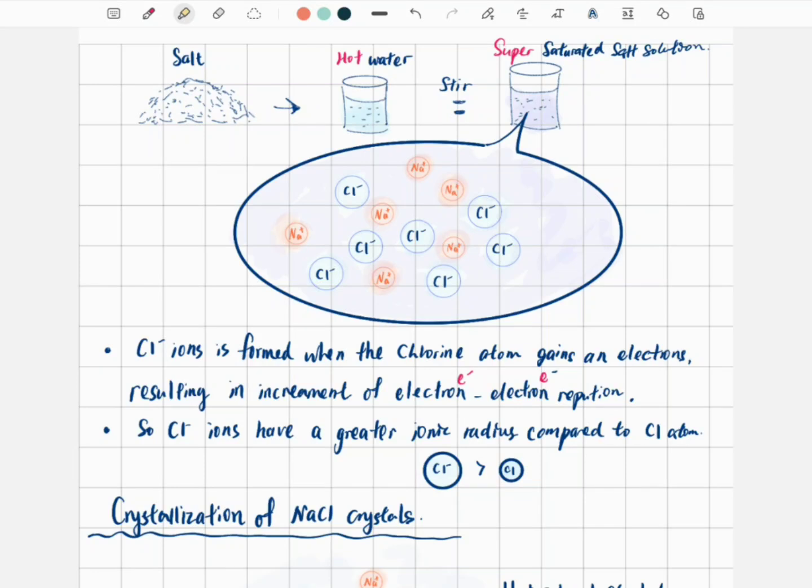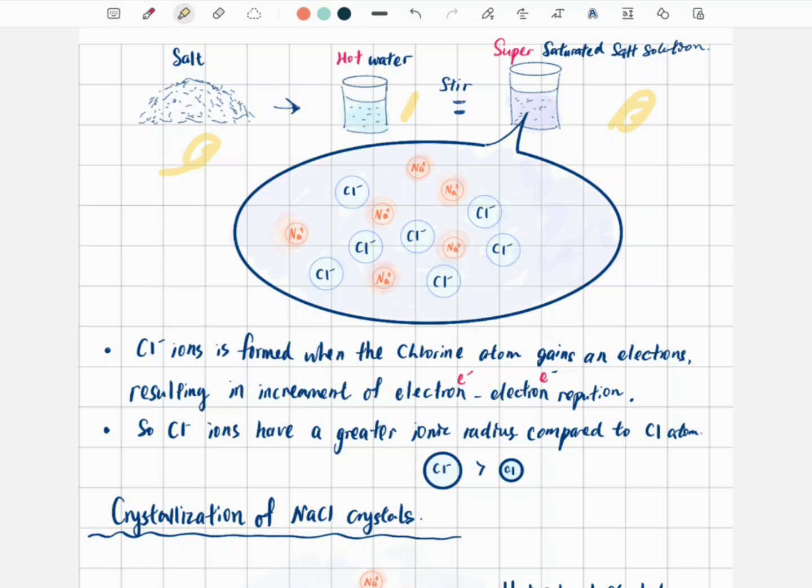Again, we do some recap of how we produced our salt solution. First of all, we dissolve the table salt we got from the market into hot water to get our supersaturated salt solution. Why we use hot water instead of room temperature water is because hot water helps us get more salt dissolved and produce a more saturated salt solution, which makes it easier for us to get our cubic crystal.